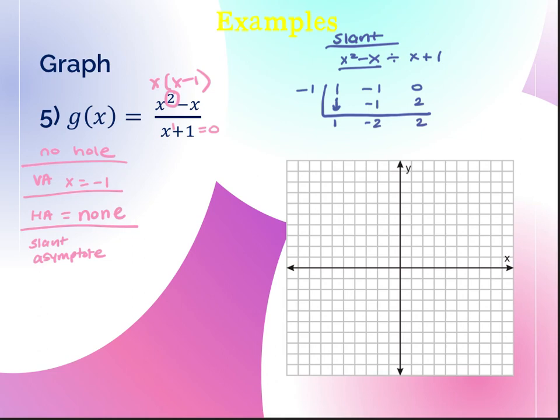Now here's what's weird. We completely disregard the remainder. You totally ignore it. And you take your quotient and you set it equal to y, and that's your slant asymptote. How did you know to use -1? It's always the opposite of what's after the x. So the slant would be y equals x minus 2. Yeah, which is a line, so it should make sense that it's a slant.